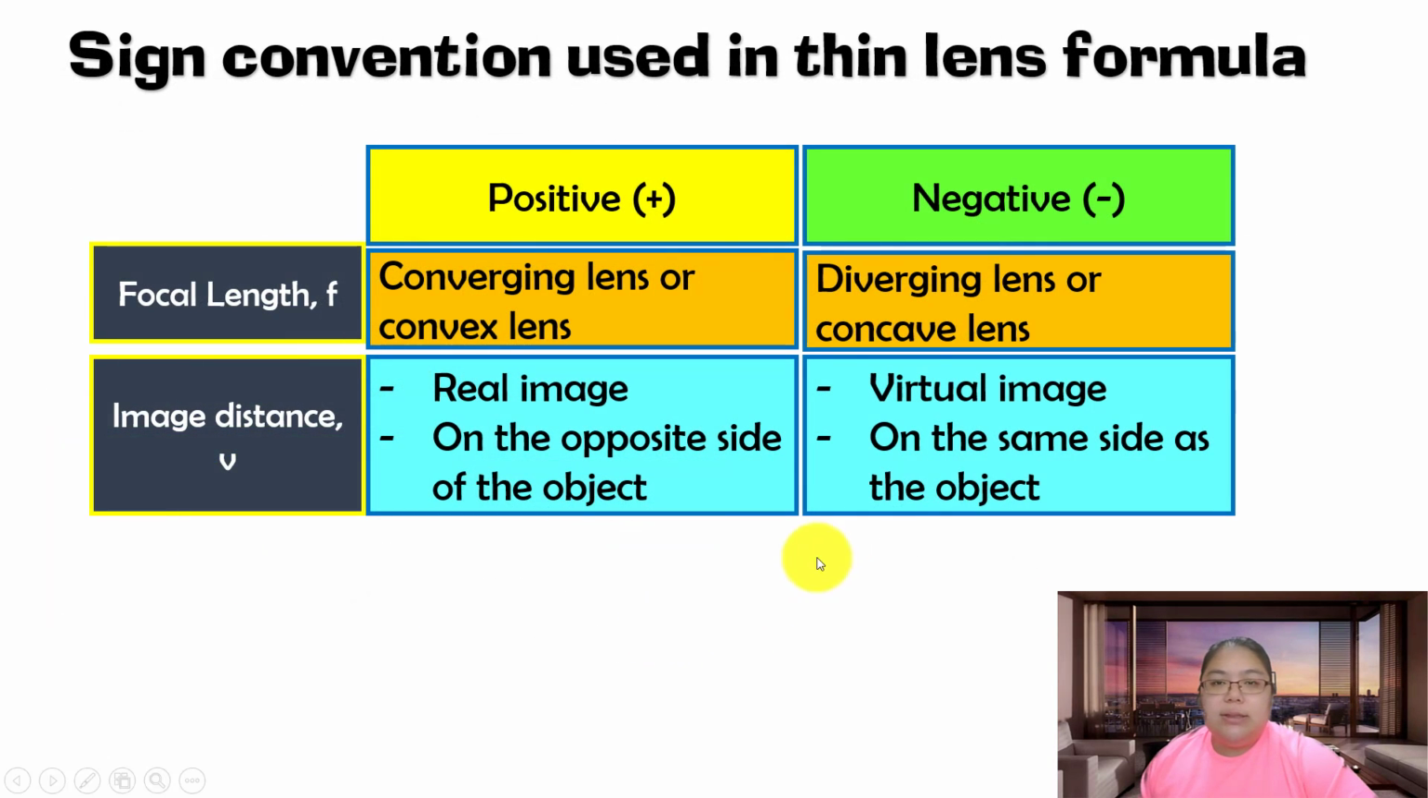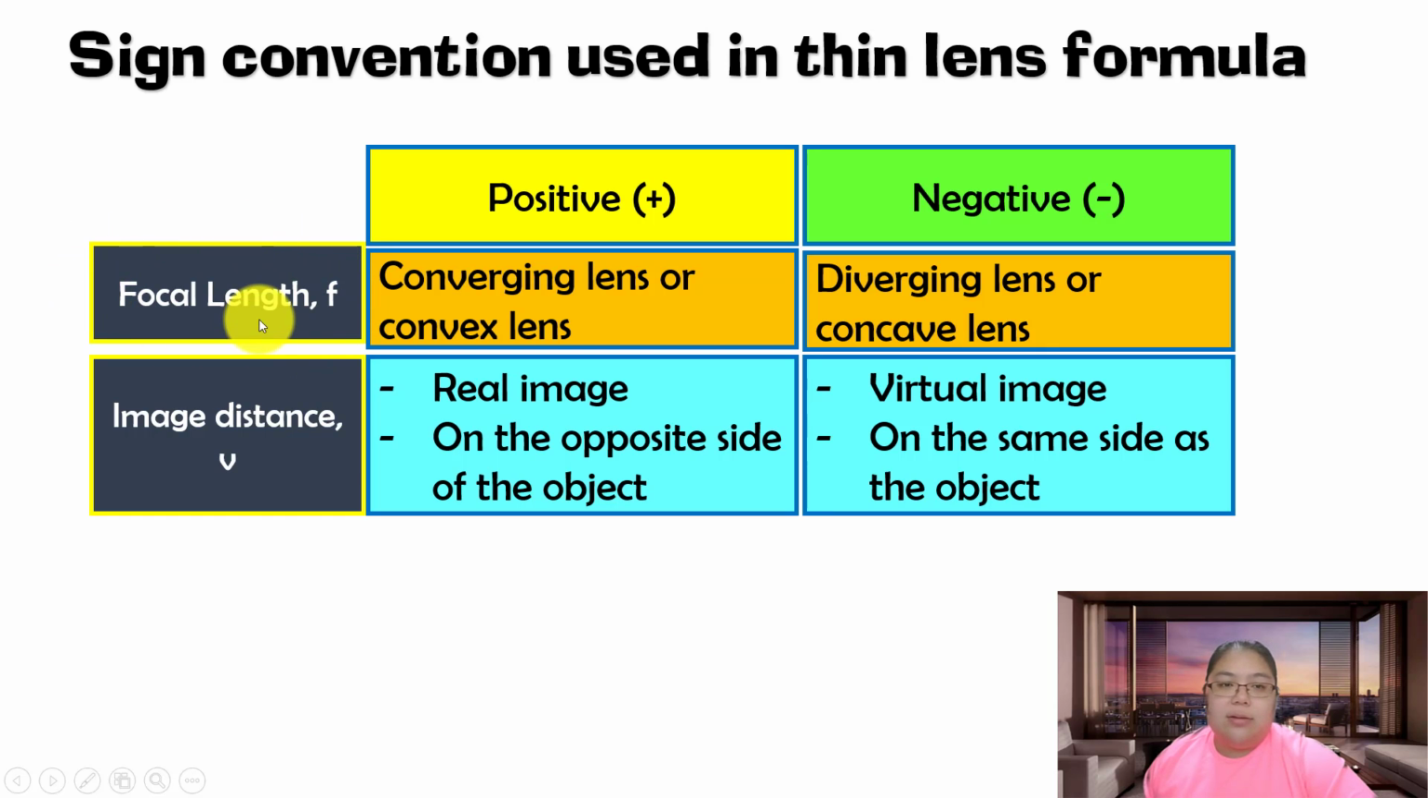Okay, now we're going to see some information. That means the sign convention, use the thin lens formula. When you do the calculation, we get the info. Then from the info, you want to state the characteristics of the image.